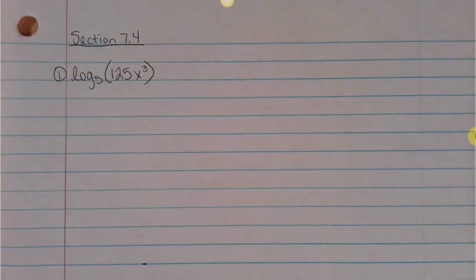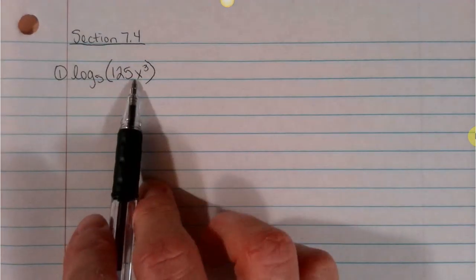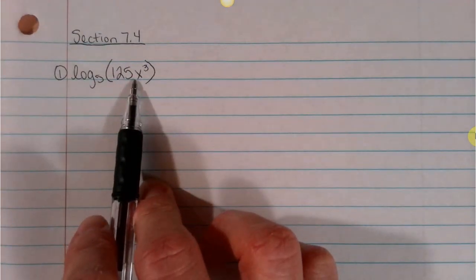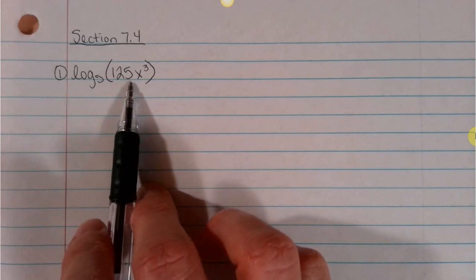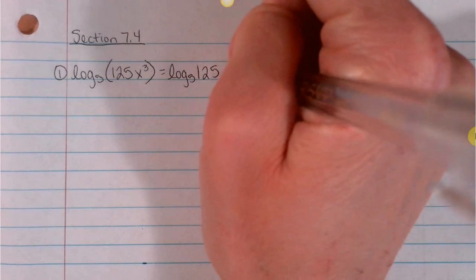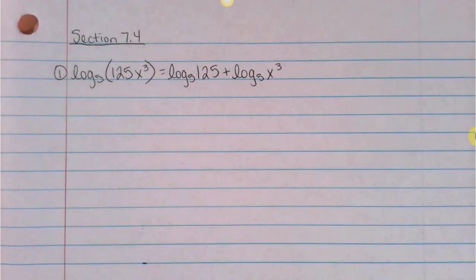For number 1, we are given the expression log base 5 of 125 x to the third. And we are supposed to expand this expression using our properties of logarithms. So first of all, we see a multiplication. This is understood to be 125 times x cubed. And we know that a multiplication can be turned into an addition of logarithms. So we could rewrite this as the log base 5 of 125 plus the log base 5 of x cubed.